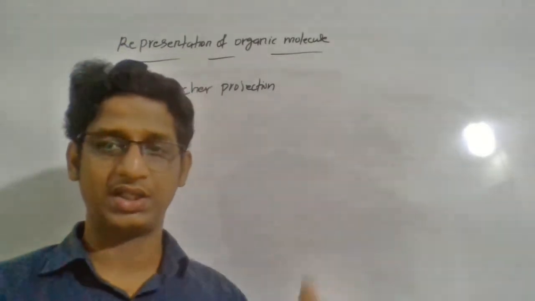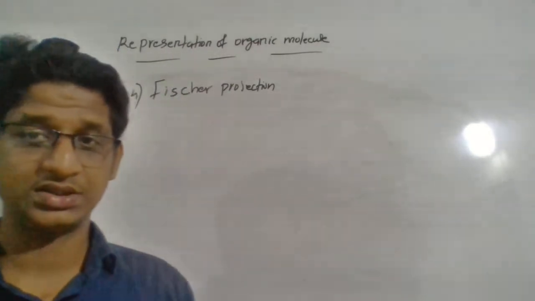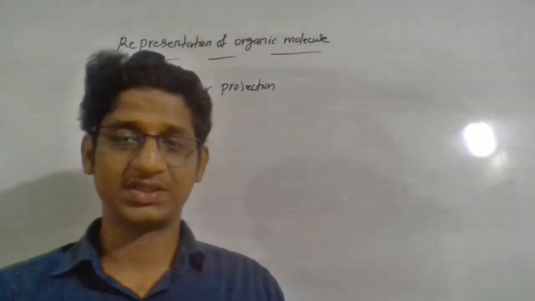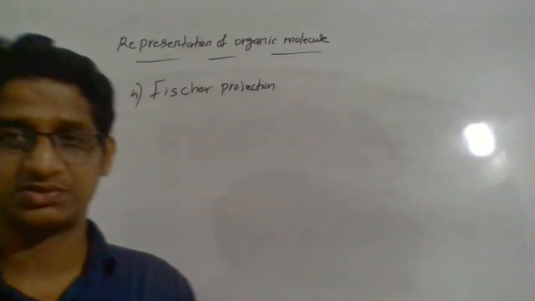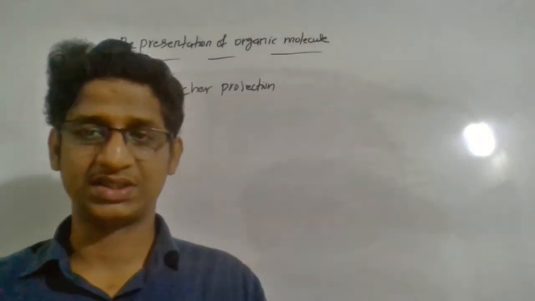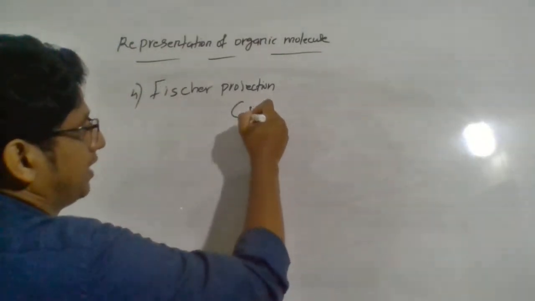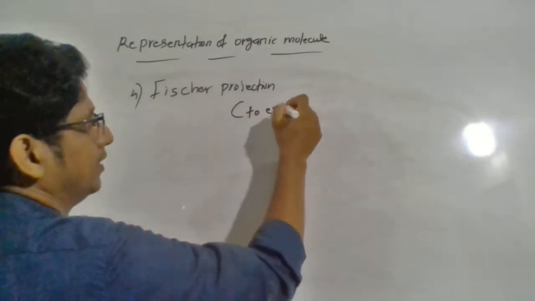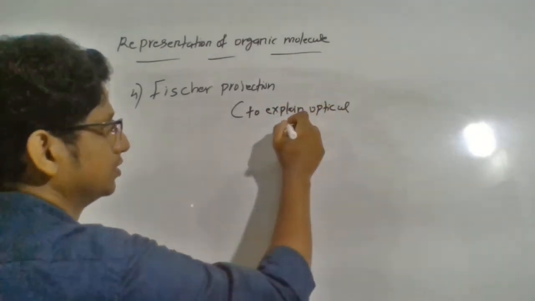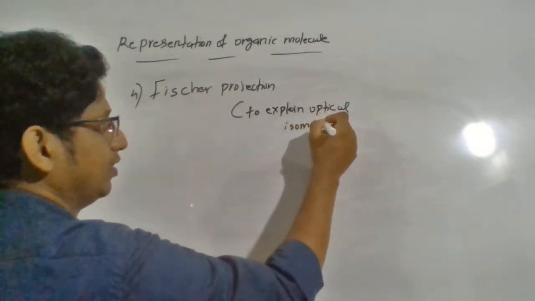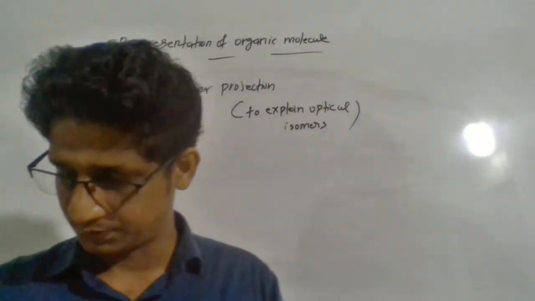Remember, this is more related to the case of optical isomers. This is also one of the representations of a stereoisomer. Anyway, during that point I will discuss this as well. Another way of representation is called the Fischer projection formula, used to explain optical isomers. So we need a good discussion of what optical isomers are all about, and there I will discuss this point.